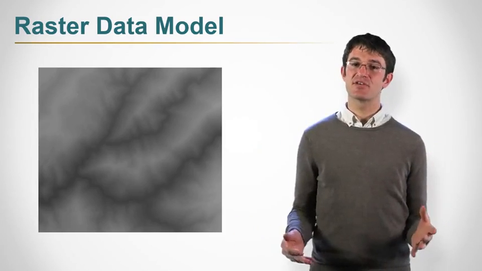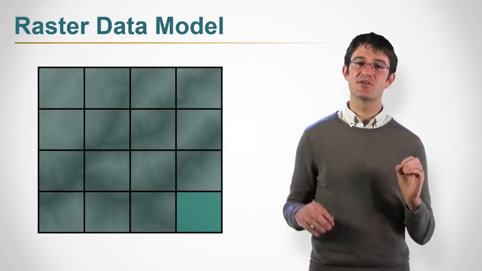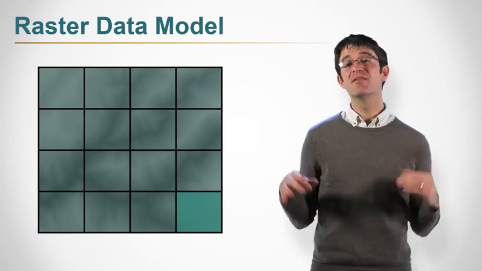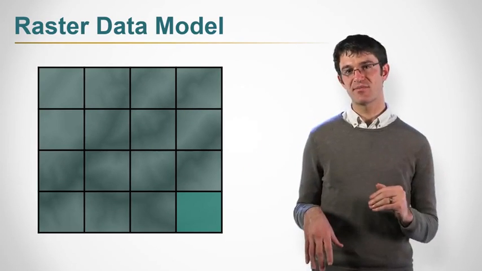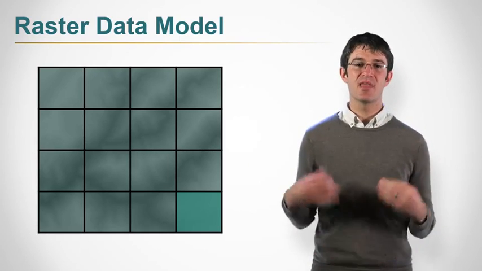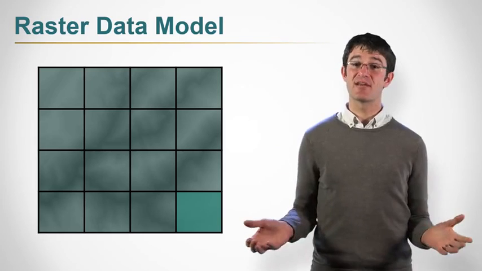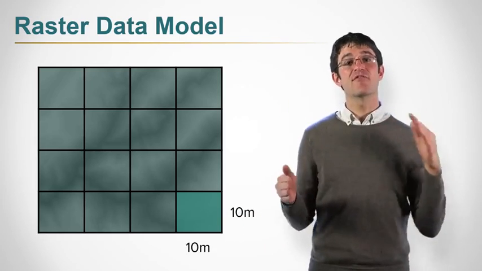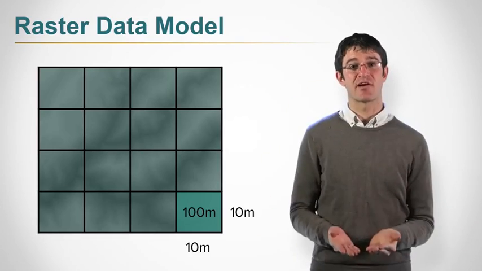Given an area of interest, you can divide a raster up into a number of square cells, packed in next to each other in a grid. In most cases, these cells are all the same length on each side, and we call this length the cell size. So if I say that a raster has a cell size of 10 meters, that means that each cell is a 10 meter by 10 meter square for a total of 100 square meters in area.